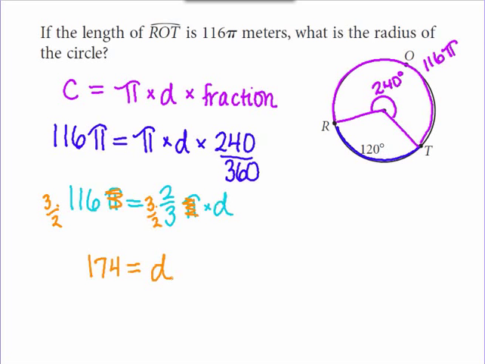But I don't want the diameter. What do I want? The radius. So what are you going to do? Divide by 2. So the radius is 87, and my label will be meters.